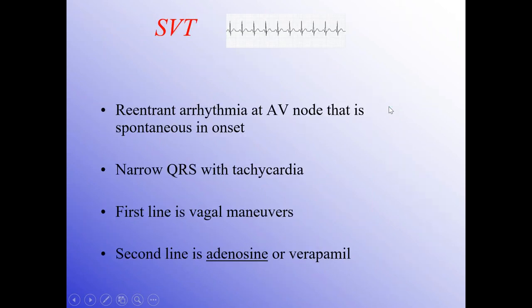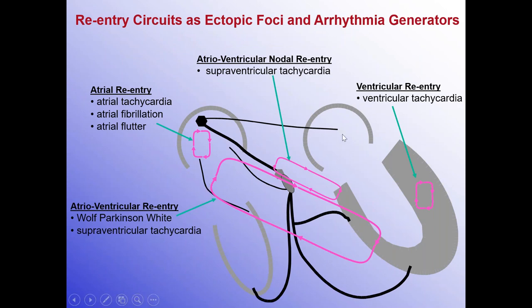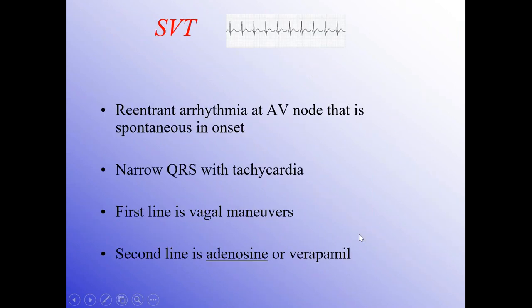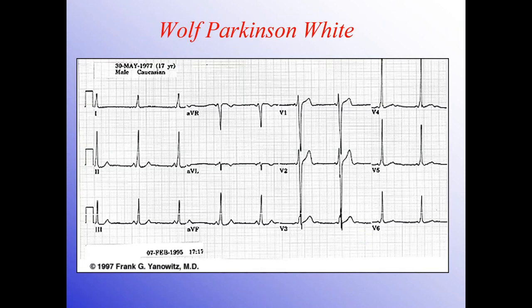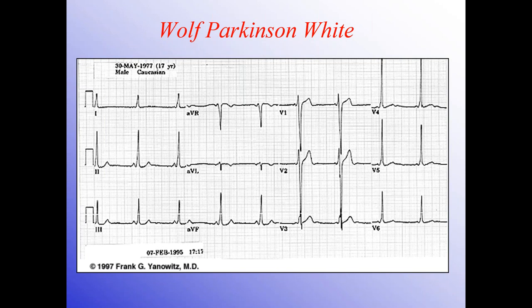Once again, SVT means it is at the level of the node, and this is something which you all should know, Wolff-Parkinson-White syndrome. That is a bypass track which is present, bypassing the AV node. So you are reaching the ventricle earlier because this pathway is faster, but because the activation is not in a normal pattern, your QRS becomes wider. This is known as a delta wave, which signifies the fact that you have activated the ventricles faster than normal.